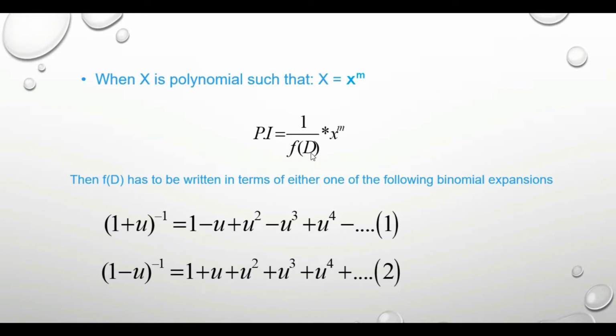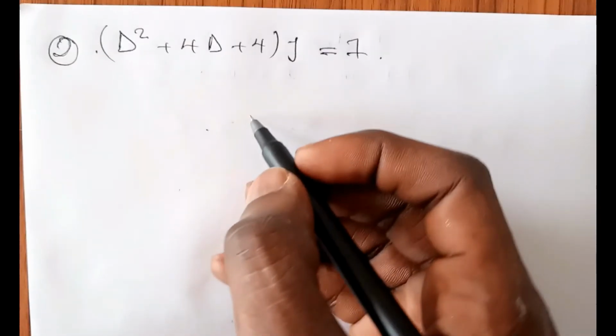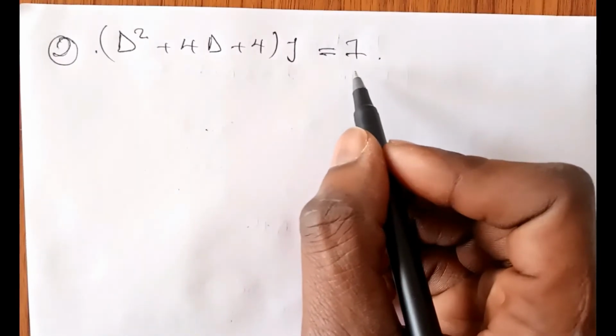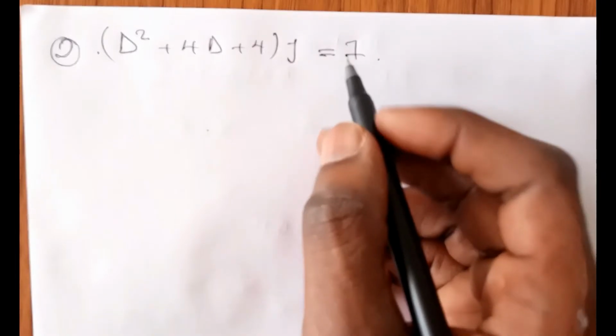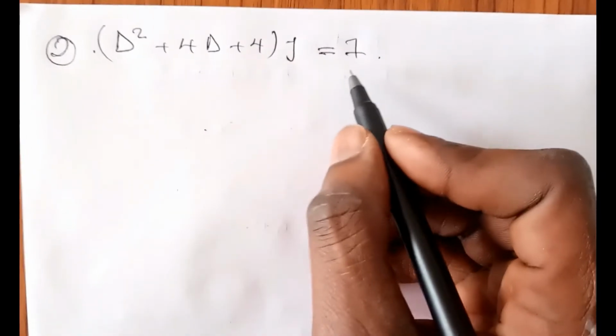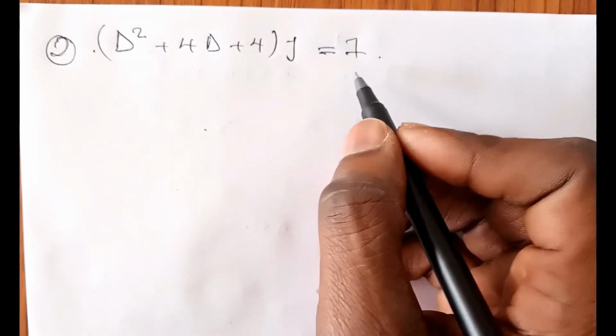And here we have to make 1 all over f of D be in the form of either 1 plus u or 1 minus u, and then use these expansions in order to simplify the particular integral. The second problem, for this type of problem where X is equal to a constant value, we can also apply the first rule here by including an exponential term.